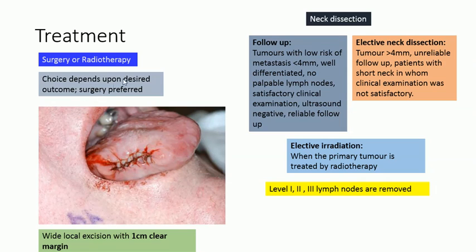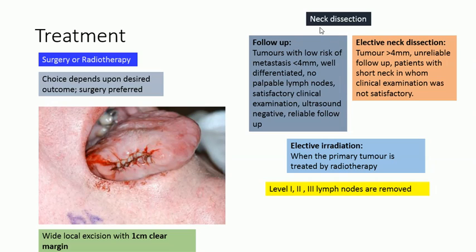Surgery is always preferred for stage 1. In case the patient wants to go for surgery, then a wide local excision can be done with 1 centimeter of clear margin. It's important to have 1 centimeter of clear margin. Next, sometimes the surgeons say that we might need to do an additional neck dissection along with the wide local excision.